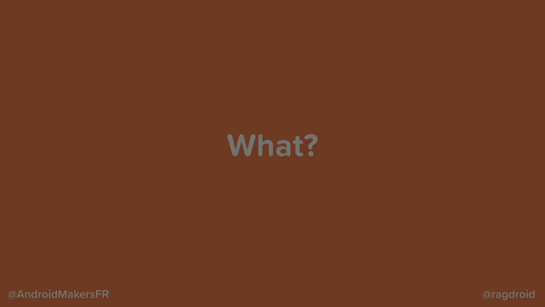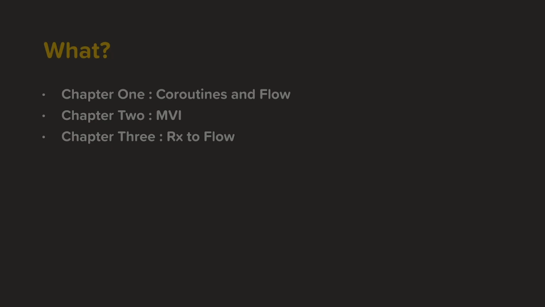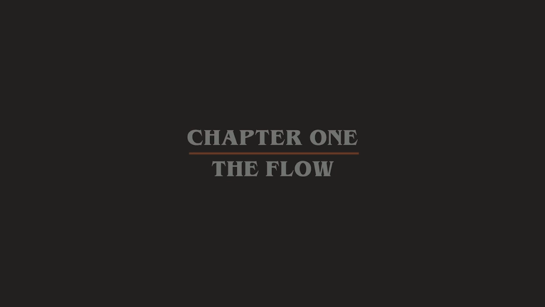So what is this talk about? We're going to divide this talk into 3 chapters. The first one is going to be a brief introduction to coroutines and flow. The second one is going to be a brief introduction to this model view intent pattern. And in the third chapter, we're going to take an Rx model view intent pattern and try to convert it side by side to use the Kotlin Coroutines Flow framework. And finally, we're going to summarize everything. So this brings us to the first chapter of this talk, that is the flow.